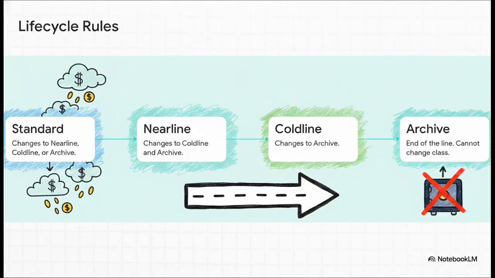Yikes! To automate these cost savings, you're going to use lifecycle rules. You just supply these configs to your buckets to automatically push files down this tier chain over time. But hey, it is a one-way street. You can downgrade a standard class object, sure, but once a file hits Archive, you cannot transition it back up to standard using a lifecycle rule. Archive is literally the end of the line.